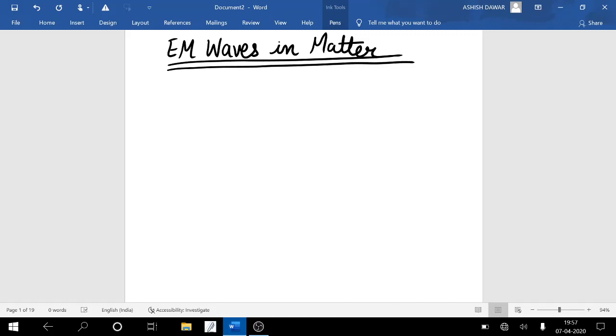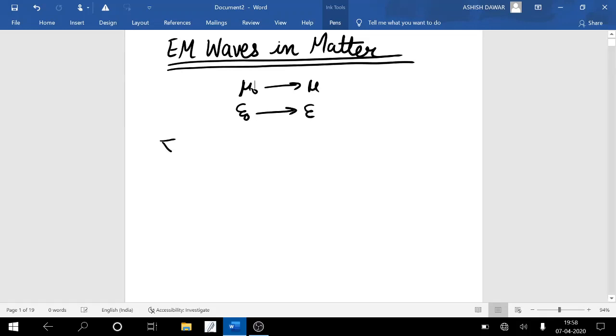Going to discuss EM waves in matter. So in case of material, we can write our Maxwell equations and other previous results just by replacing mu naught to mu and epsilon naught to epsilon. So inside matter, there is no charge or free current. We can write these equations if the medium is linear and homogeneous.